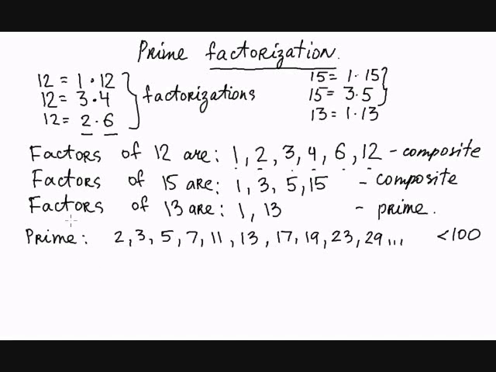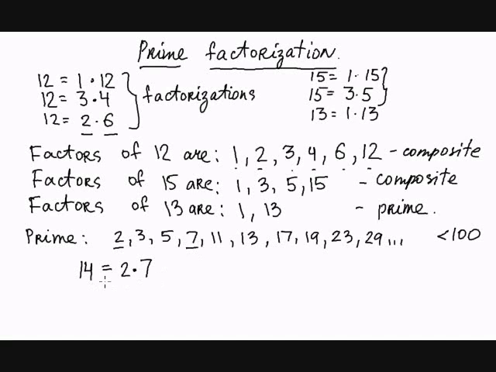So now we know what a prime number is, we know what factorization is, so now we can talk about prime factorization. Prime factorization is writing a number as a product of prime numbers. So for example, let's say we have the number 14. The only non-trivial factorization of 14 is 2 times 7, and 2 is a prime number, 7 is also a prime number.